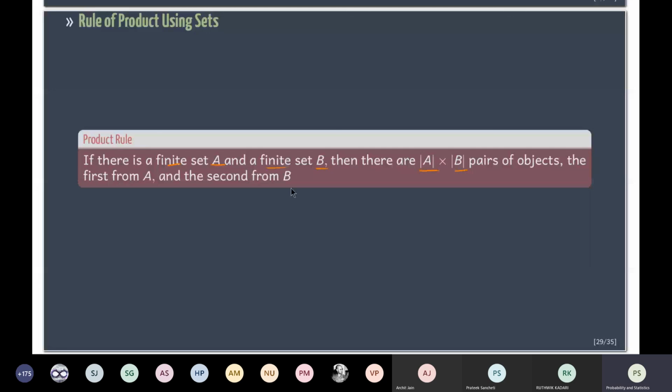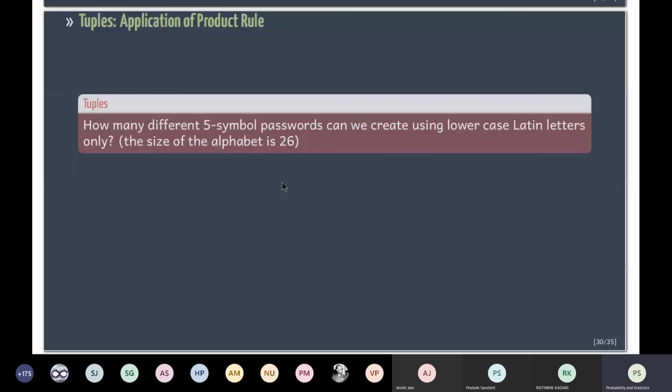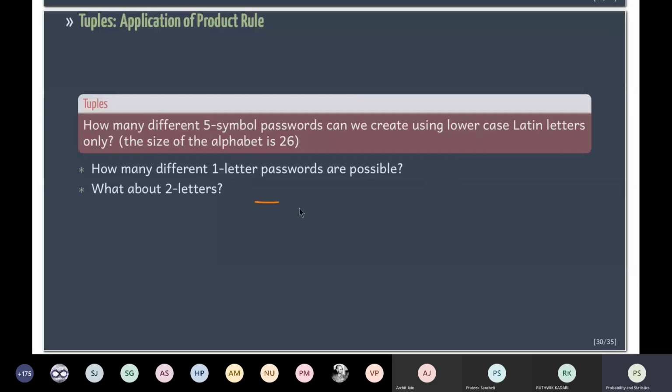Applications of the product rule, for instance: how many different 5-symbol passwords can be created using lowercase Latin letters only? Before we answer this, let us see how many different 1-letter passwords are possible. 26 ways, very simple. How about 2 letters? 26 ways here, 26 ways here, so 26 squared. How many different 3-letter passwords are possible? Again, the same logic, so it's 26 cubed.